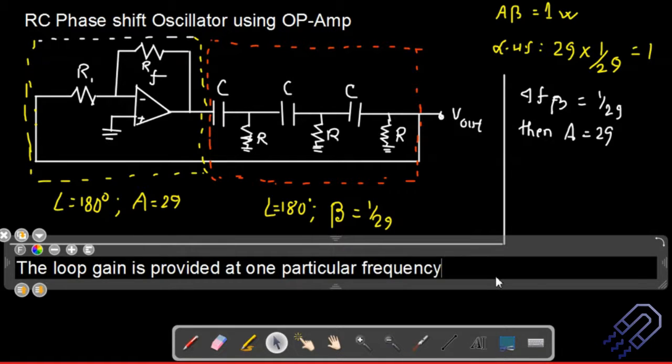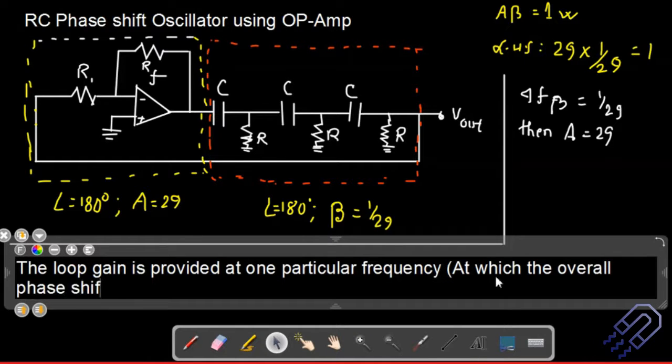Okay. And which is that frequency? The frequency at which the overall phase shift is zero. For all the frequencies, the phase shift might not be zero. So basically, the frequency at which the overall phase shift is zero. Okay, so we have to look into this particular condition, which is important.